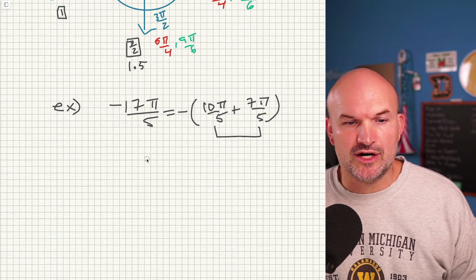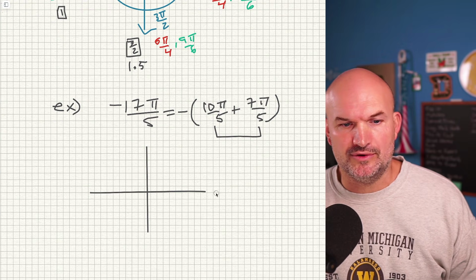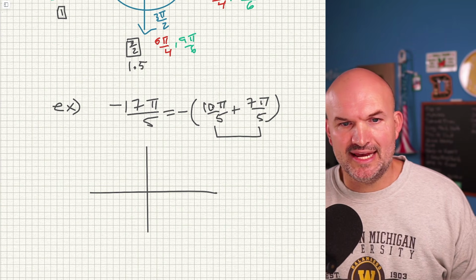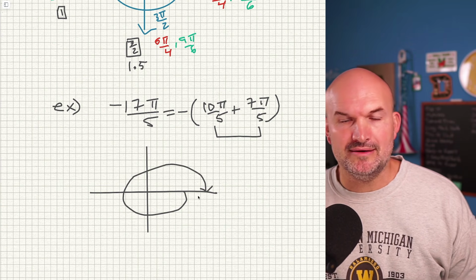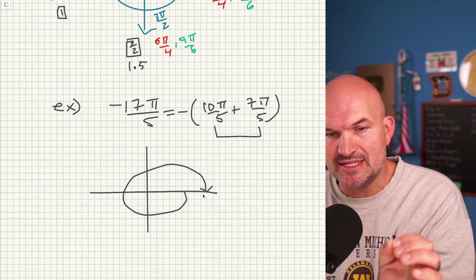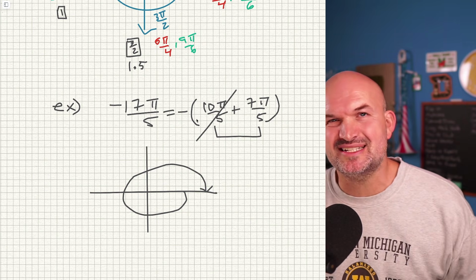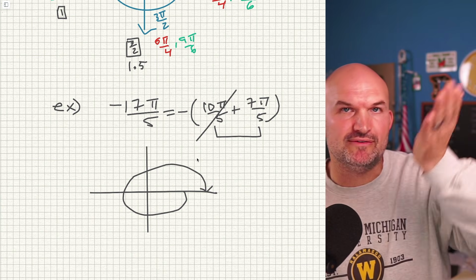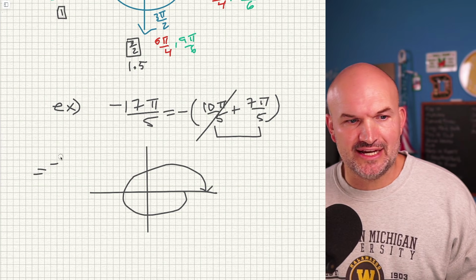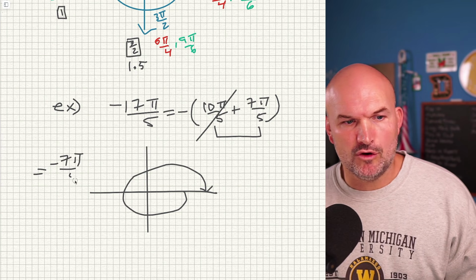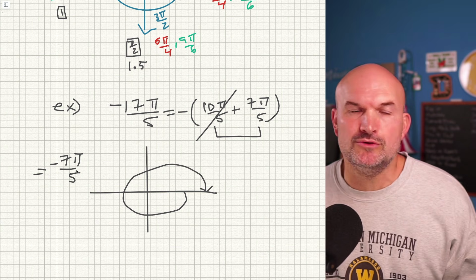Now, I did mention we are doing a negative, so let's kind of go through that. So a 10 pi over 5, that is just one revolution around the circle. Okay, so it takes us back to our initial point, our starting point, and that's why we can just kind of disregard it. It's just an extra revolution. So what we need to focus on is our negative 7 pi over 5. Where is that going to take us?